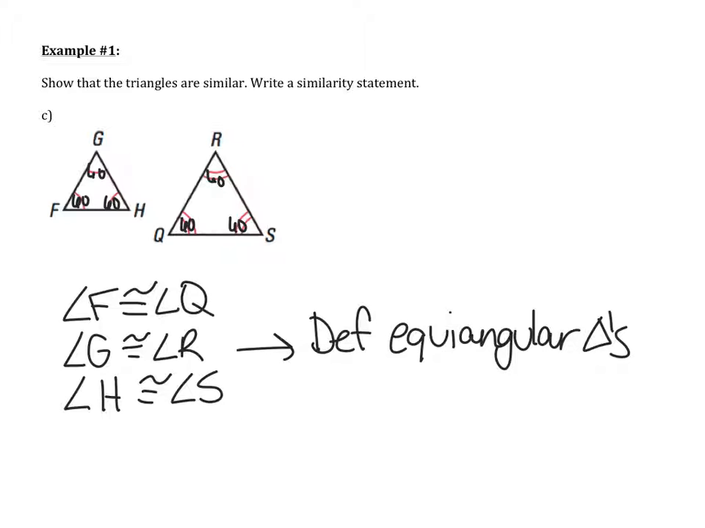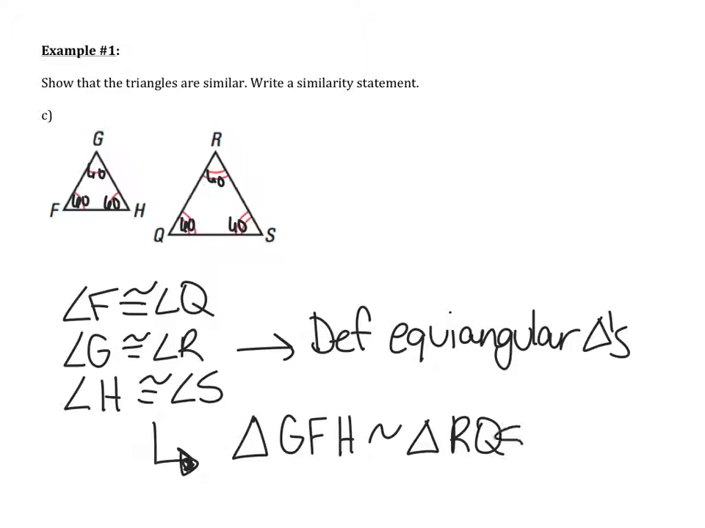So then again, I have at least two pairs of congruent triangles. So I would state that triangle GFH is similar to triangle RQS because of angle similarity. And again, we knew this because we knew that both triangles were equiangular. So you can go ahead and assume that all equiangular triangles are similar to each other.